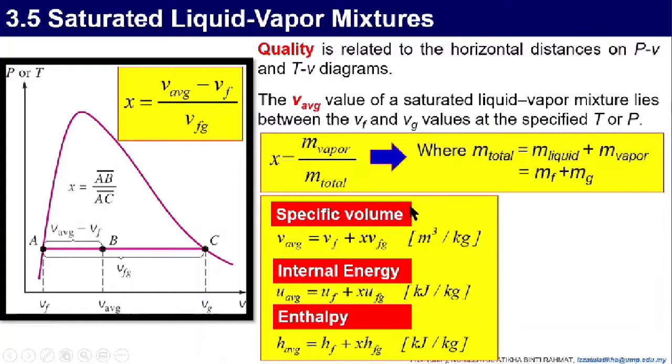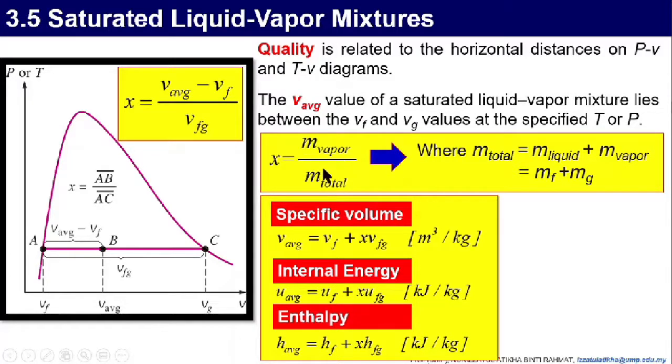This quality is related to the horizontal distances on PV and TV diagrams. Here, you can see it: X equals VAVG minus VF, over VFG. The VAVG value of a saturated liquid-vapor mixture lies between the VF and VG values at the specified T or P on the diagram.